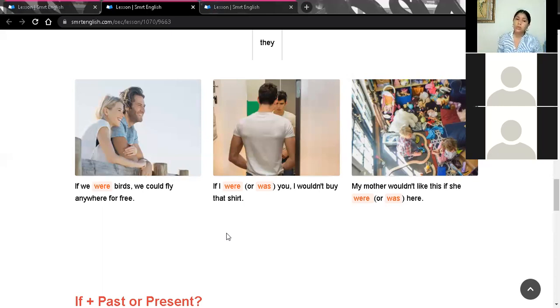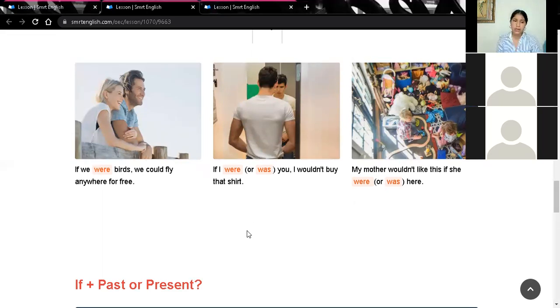If I were you, I wouldn't buy that shirt. Yeah, but you're not me, so I'm going to buy it. It's like you're just imagining. My mother wouldn't like this if she were here. But what does it mean at the end? That she isn't there in the present, so nothing happens at the end.